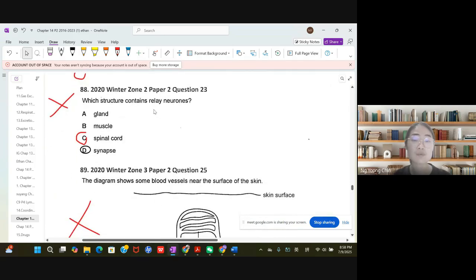And then the relay neurons are only found in the spinal cord. It's not related to the synapse. And that's why synapse refers to the empty space, which is a gap between two neurons. Okay.